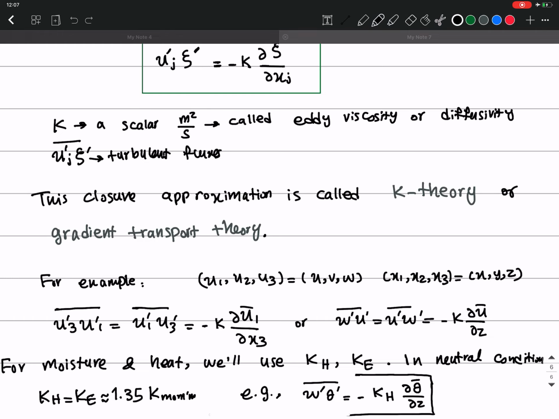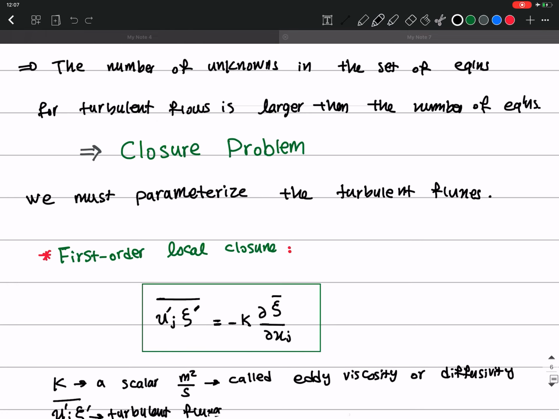But remember, this is an approximation. This is not a general rule. It can be really different for different flows, and it might not be necessarily valid in all cases. But this is the only way we can close the equations. So we need to add parameterizations for the turbulent flux, and this is a first order closure. We can actually go beyond that and solve more equations to actually solve these fluxes, okay? But this was one of the simple ways.